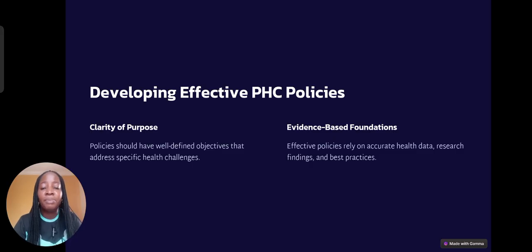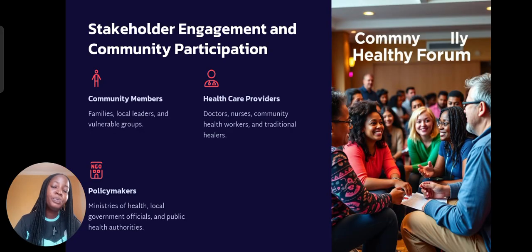Research findings and best practices are also required. Now we have stakeholder engagement and community participation. They come together to collaborate to bring about a healthy outcome. So committee members, the stakeholders are involved.